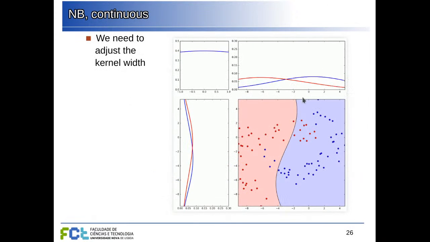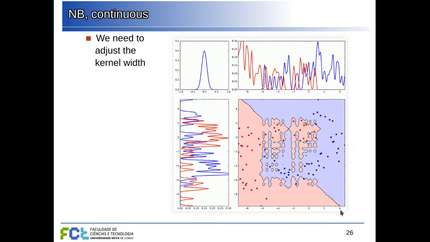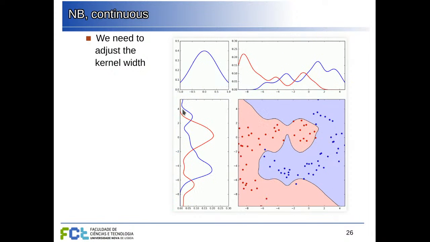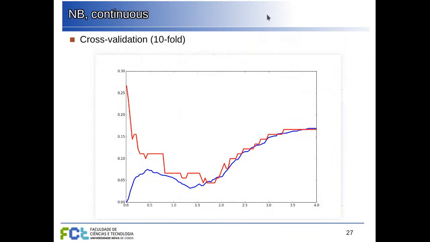Note that you cannot do these plots in the assignment because these plots are possible only if we have 2 features. If we have 4 features, you would need a 4-dimensional plot, so there's no way we can do that. But you can do this plot because this is just a measure of the training error and the cross-validation error, and then figure out what is the best value for the kernel width.